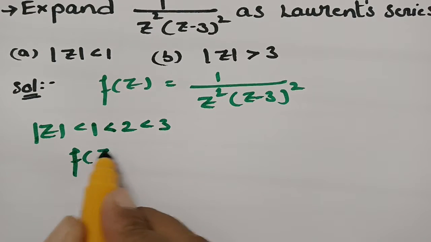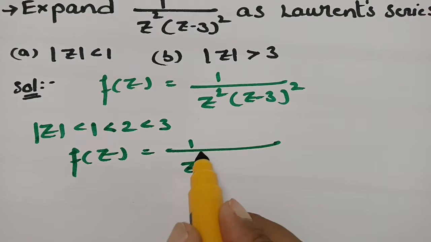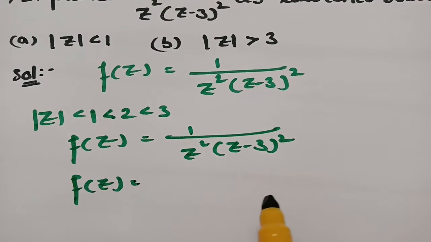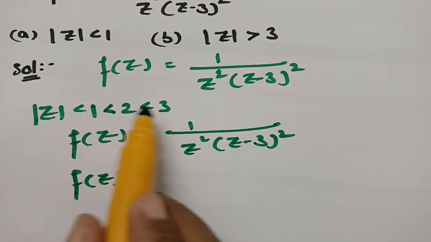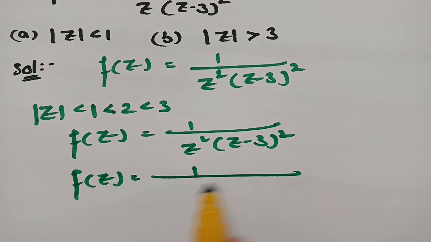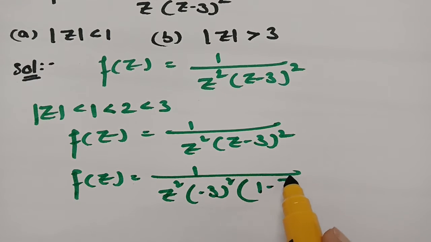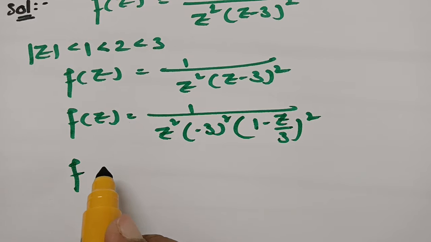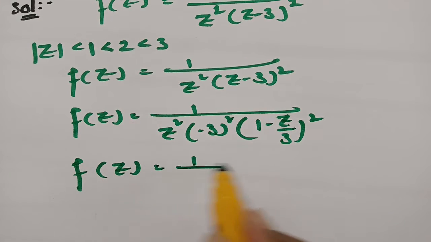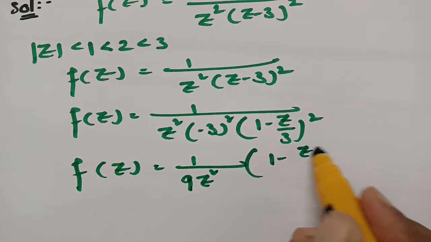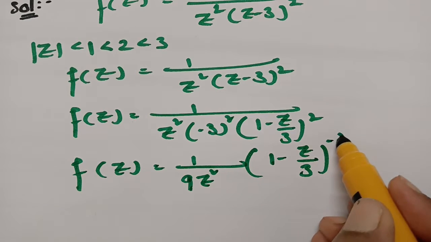So f of z is nothing but 1 by z square into z minus 3 whole square. According to our Laurent series, among z and 3, which one is greater? Clearly 3 is greater, so I am going to take that greater one common. Here I am taking minus 3 whole square common. This will be 1 minus z by 3 square. So f of z is equal to, minus 3 square is 9, this is z square, and if I send it to the numerator, this is 1 minus z by 3 power minus 2.